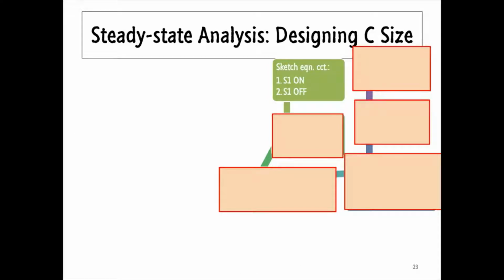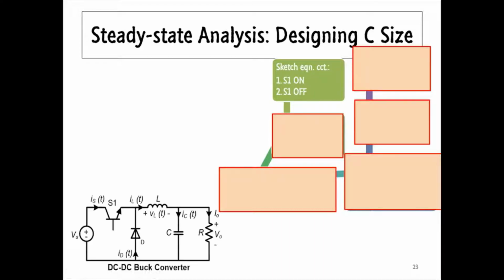Firstly, we need to sketch the equivalent circuit of the converters when S1 turns on and turns off. As usual, I choose to design the capacitor of a buck converter. After watching this video, you can try to design the capacitor of boost and buck-boost converters using the same procedures. Based on the buck converter circuit, we can draw the equivalent circuits as follows.